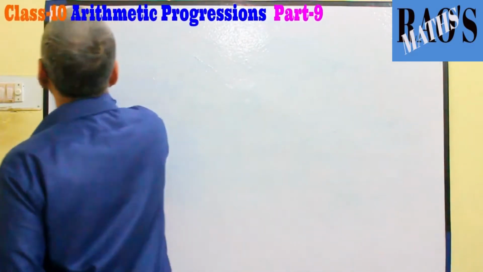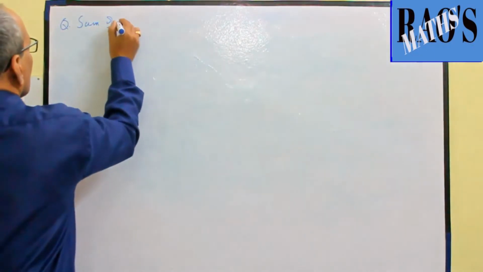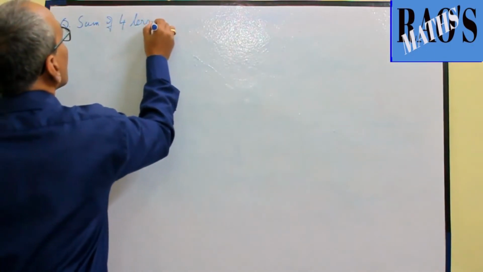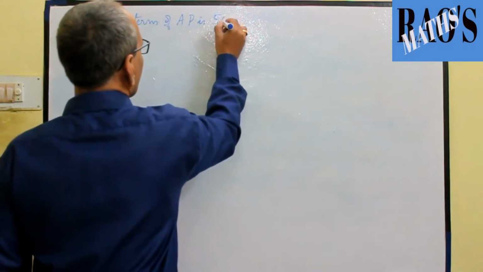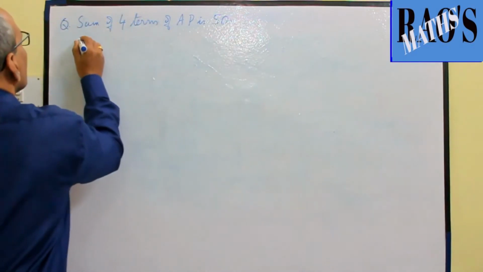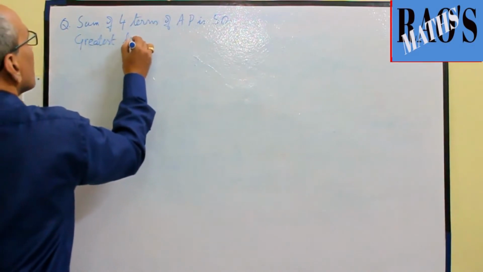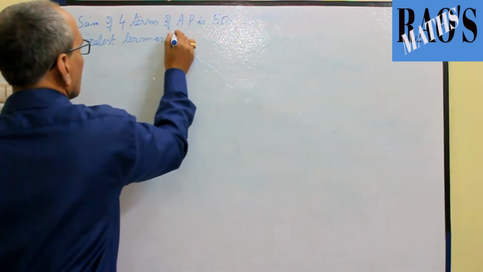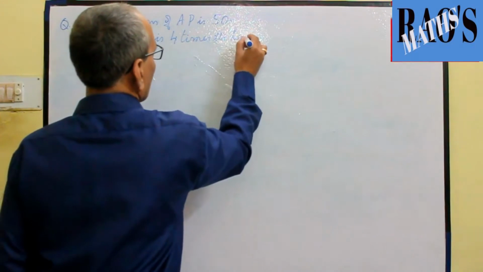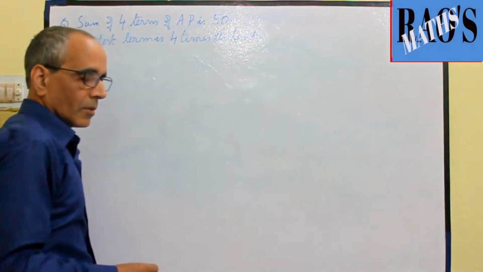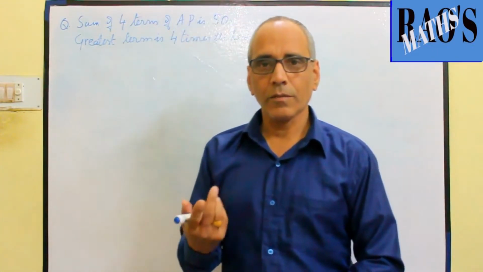In this question, we have the sum of four terms of an AP is 50 and the greatest term is 4 times the least. Okay, we have 4 terms and the greatest term is 4 times the least. What is the AP?